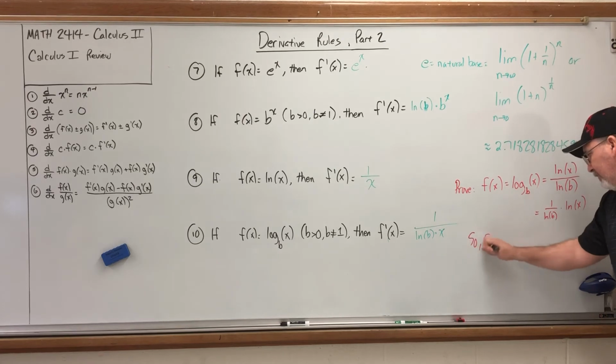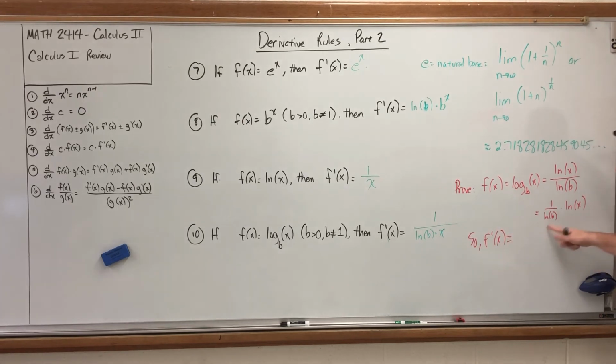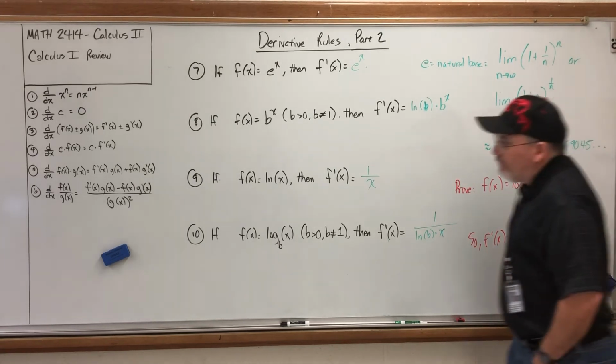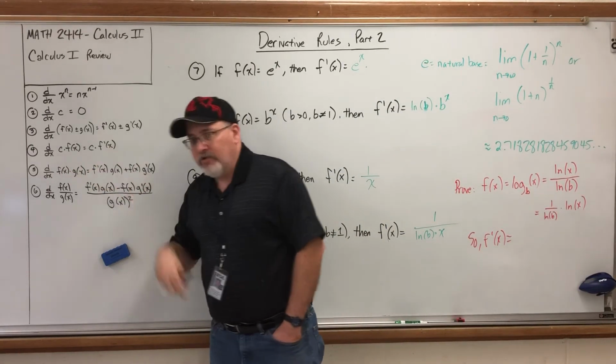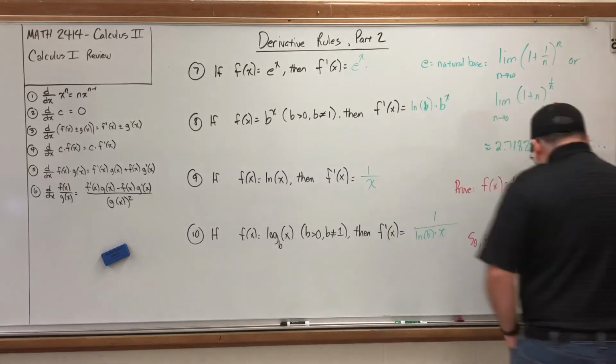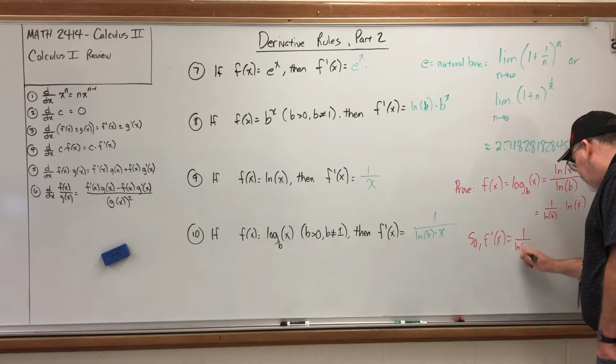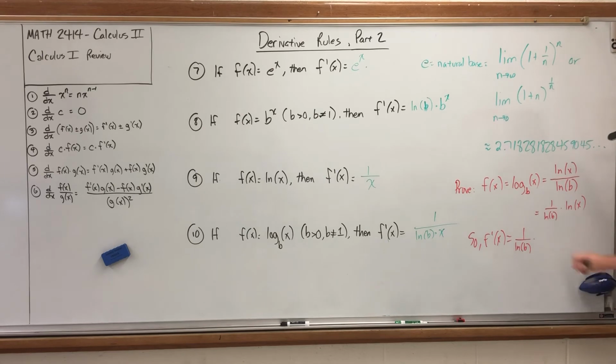So if we take the derivative, this is a constant times a function, and we already have a rule that says when you take the derivative of a constant times a function, leave the constant alone, take the derivative of the function. Well, 1 over natural log of b is a constant. The derivative of natural log of x is 1 over x, and if we multiply the fractions together, ta-da, we get the rule.